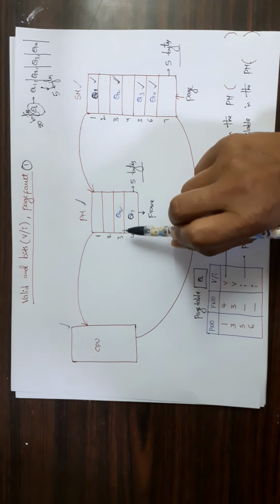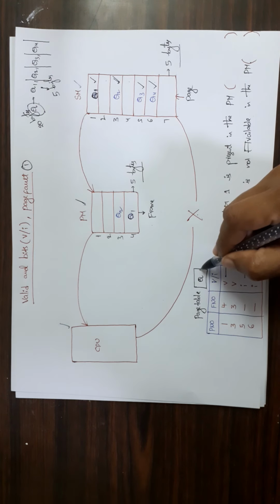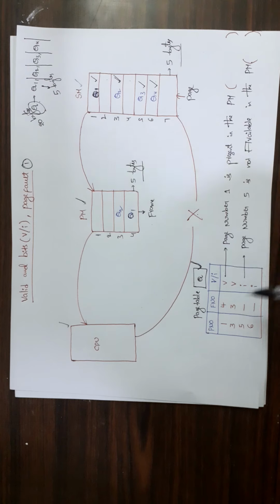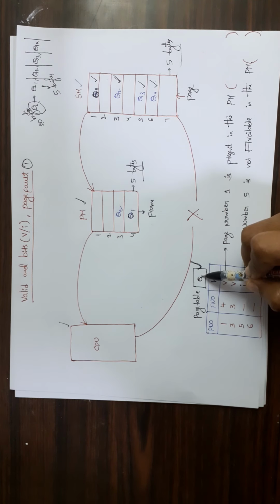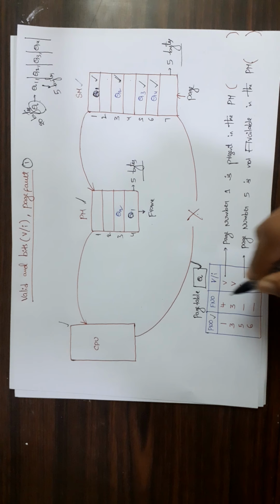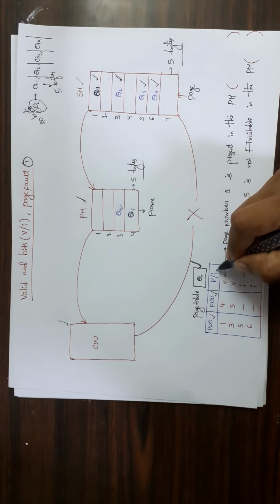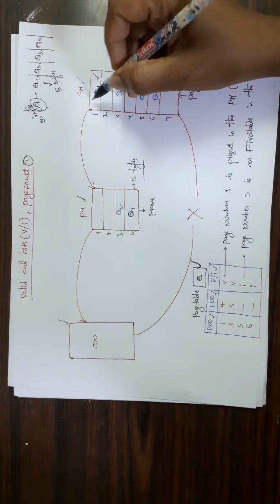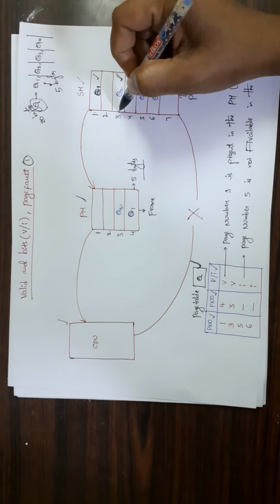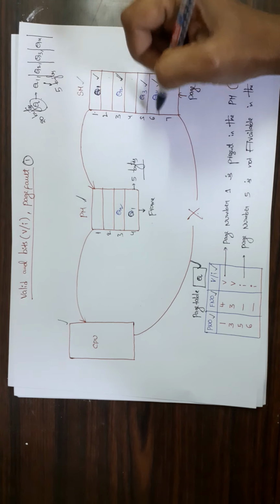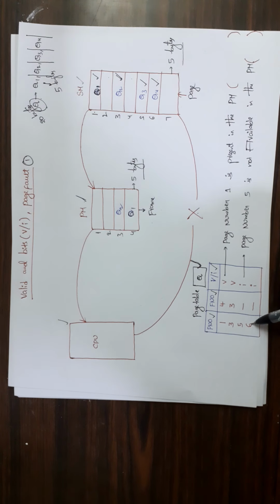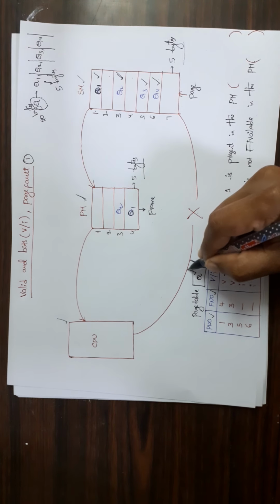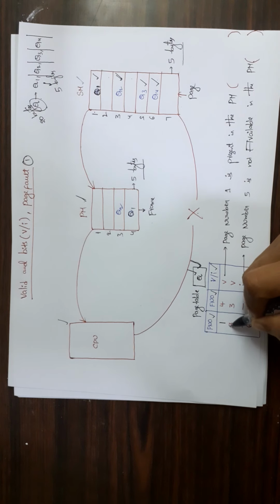Okay. So now we know that for each and every process there will be a page table. So this is the page table for process Q. Page table contains the page number, frame number, and valid and invalid bits. Here page number contains the page numbers of the process. If you observe, process Q is available in page number 1, 3, 5, 6. So here I have written 1, 3, 5, 6 because process Q is available in page number 1, page number 3, page number 5, and page number 6.